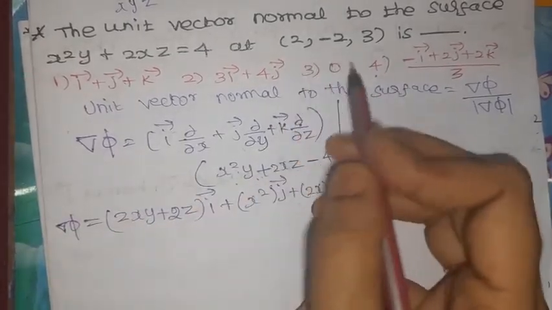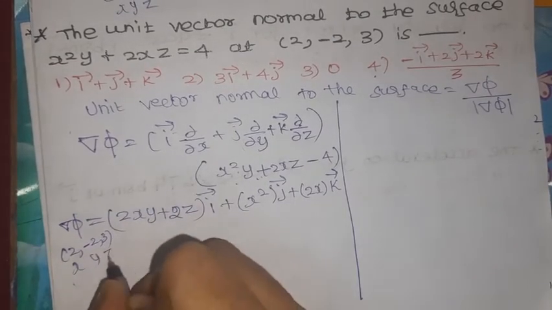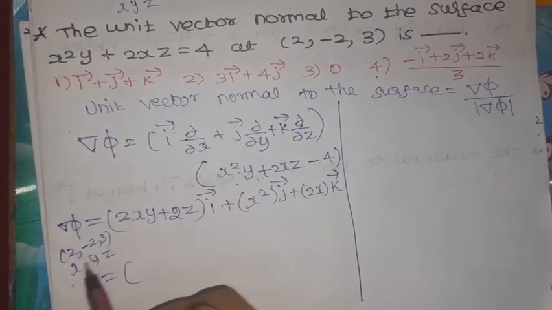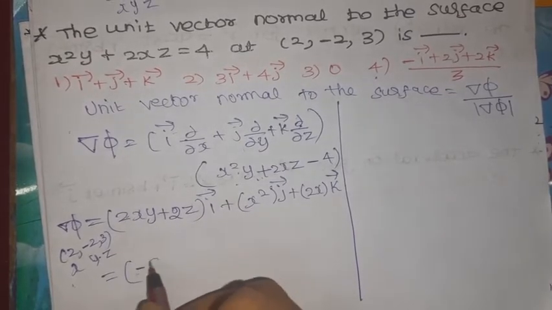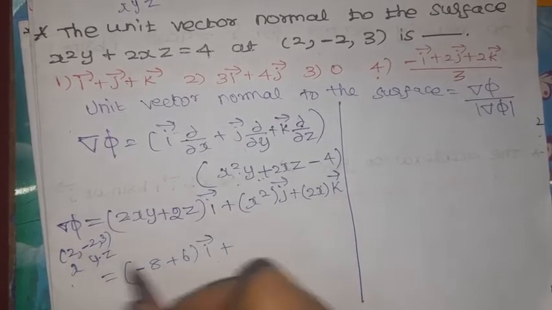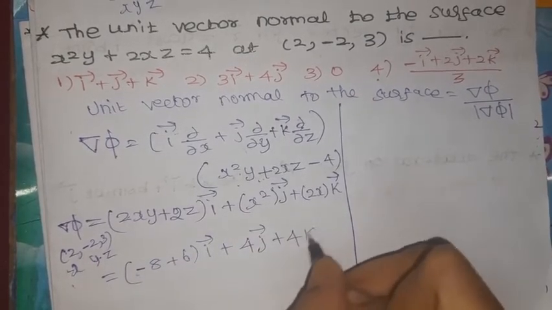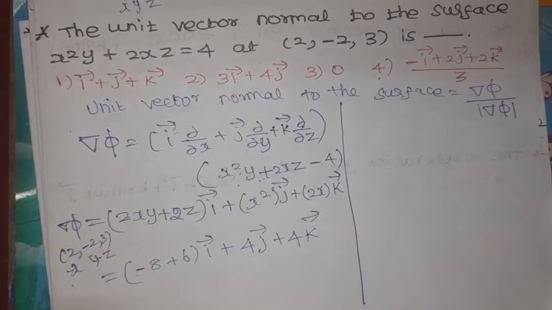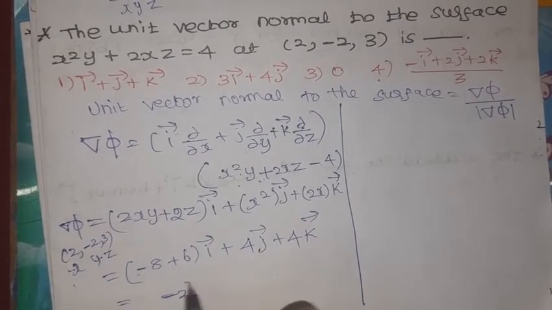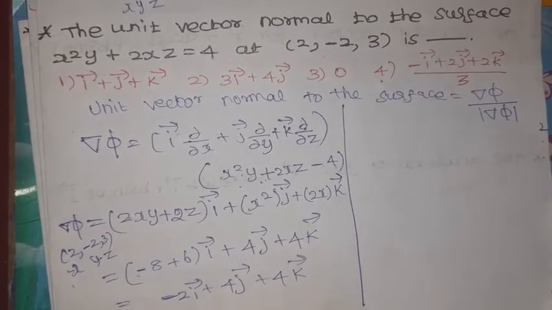This point is also given: 2, minus 2, 3 for x, y, z. Substitute the values. 2 into xy is minus 4, so minus 8, plus 2 into 3, 6, into i, plus x squared is 4j, plus 2x is 4k. So what do we get? Minus 2i plus 4j plus 4k. So this is del phi.